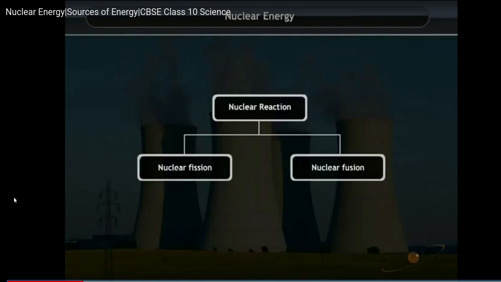Okay, so now we're going to look at nuclear energy. All right, so the source of energy for nuclear energy is basically a nuclear reaction.